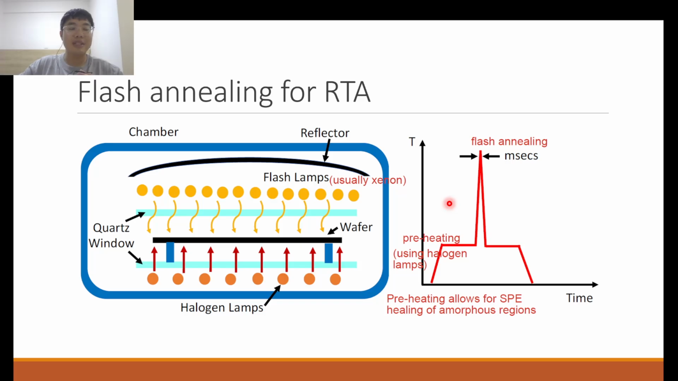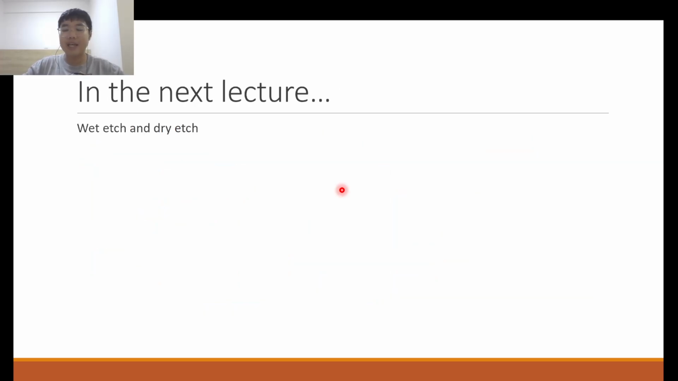But the main problem with this is how to ensure uniformity, because we have different lamps over here, so it's no longer a uniform thermal environment. We are relying on these lamps to provide the thermal energy, so it's important to ensure uniformity across the wafer.